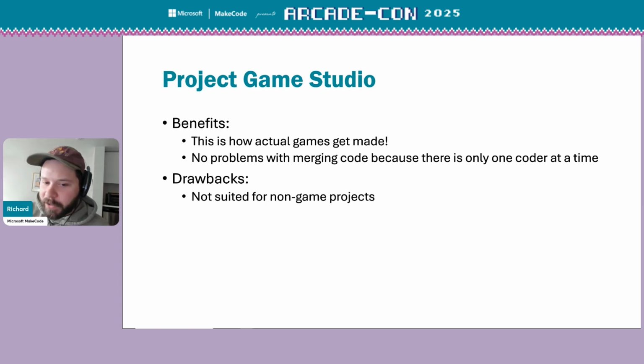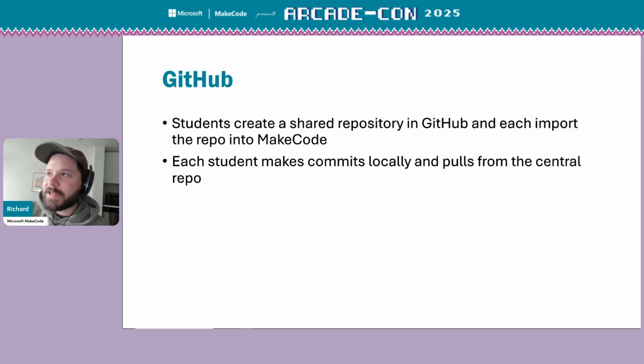All right. Finally, there's one other thing that we felt we had to mention, because we've definitely seen people try to use it on the forum, which is GitHub. If you're not familiar with GitHub, I'm not going to do a whole introduction today, but it lets you have repositories of code that can be shared between multiple people and then merged together. The basic idea here is that students create a shared repository in GitHub and each import the repo into MakeCode. Then each student would commit locally and pull from the central repo to have everything together.